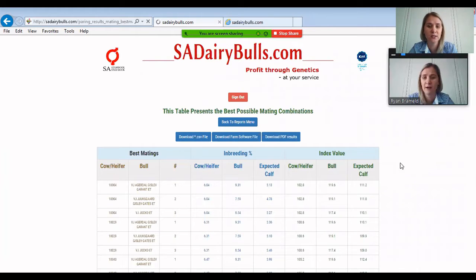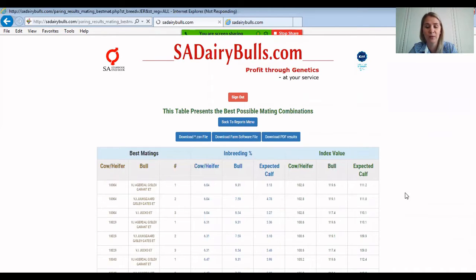It's very important to remember that when we do the best possible matings, it takes into consideration the inbreeding percentage, but also the index value that you have chosen. So it won't necessarily be the calf with the lowest inbreeding or the best index value that the bull has been chosen, but it will be a combination of the two.